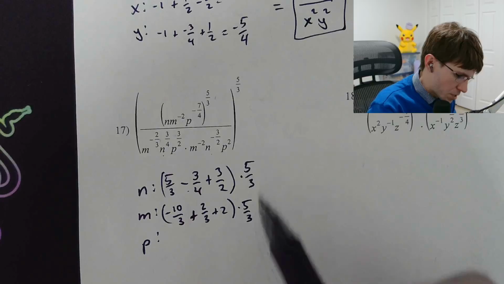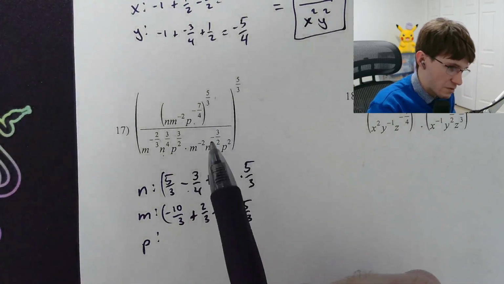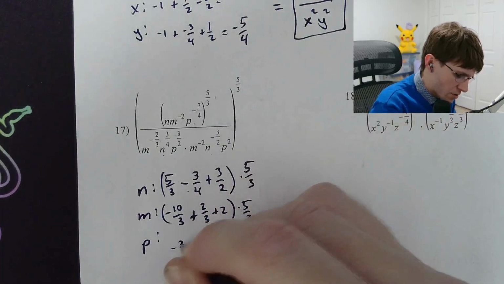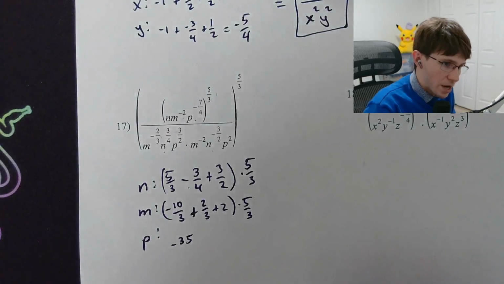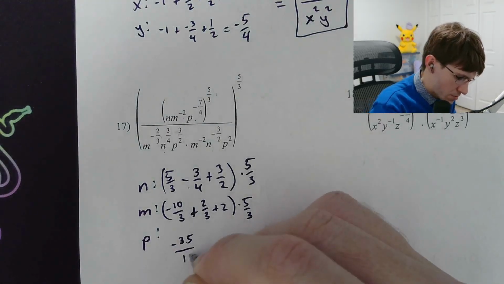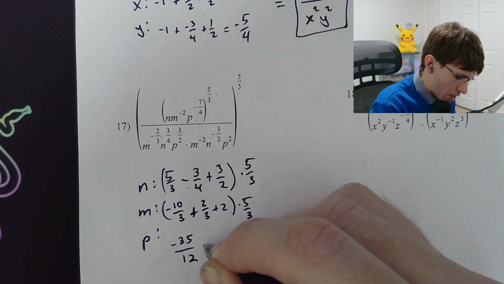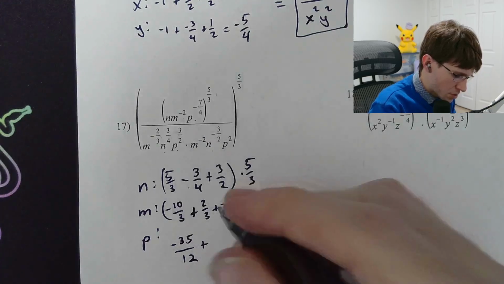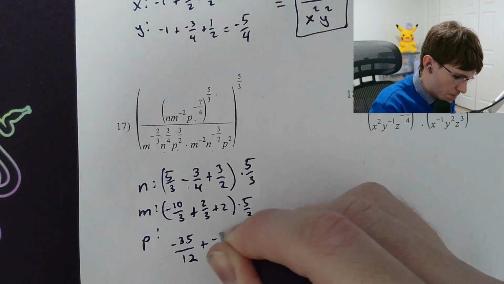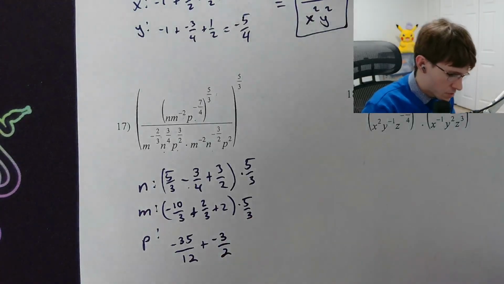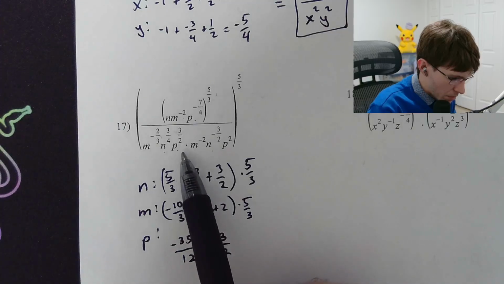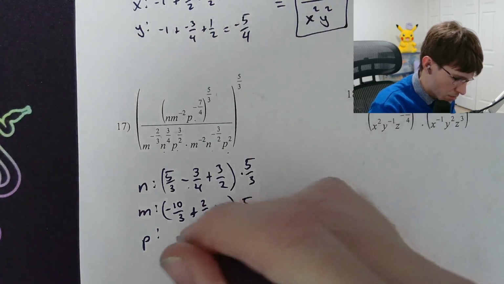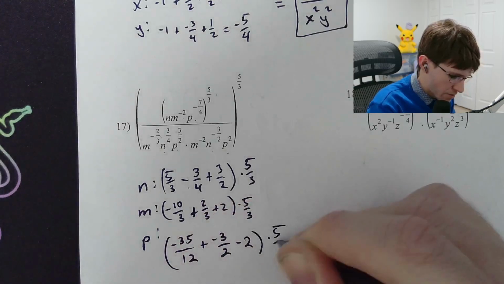Now we have to set up for these letter P's. We have a -7/4 times 5/3. -7 times 5 is -35. On the bottom there, 4 times 3 is 12. And then now we have to add that. We're doing letter P. 3/2 is -3/2 now. Should have done -3/2, whatever. And then this letter P here is a +2, so now it is a -2, so plus a -2 if you wanted to. And again, all this is times 5/3.